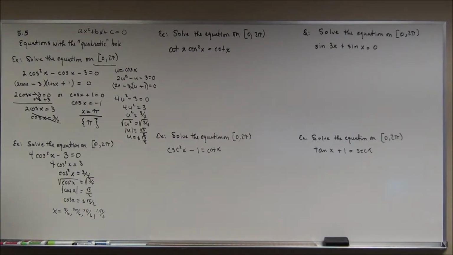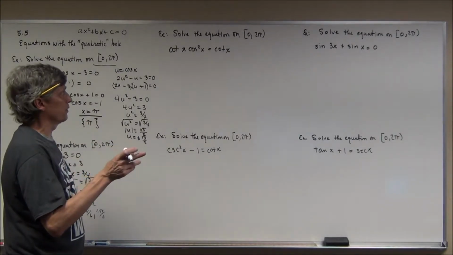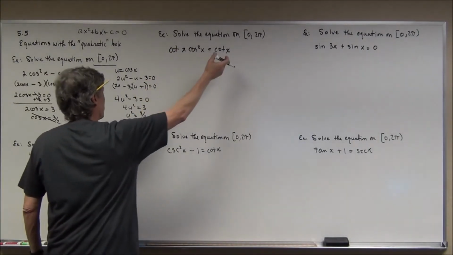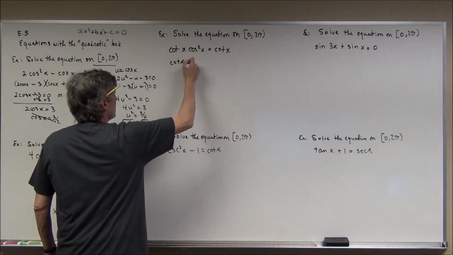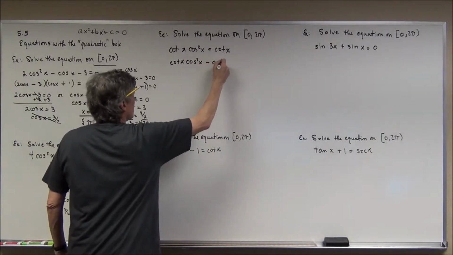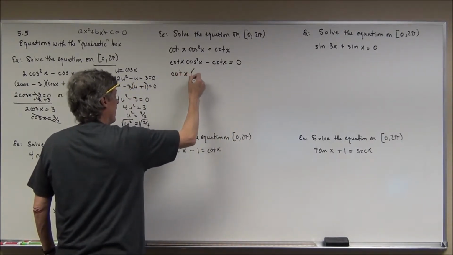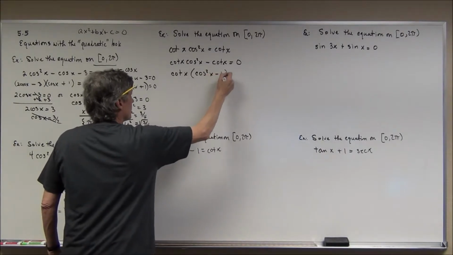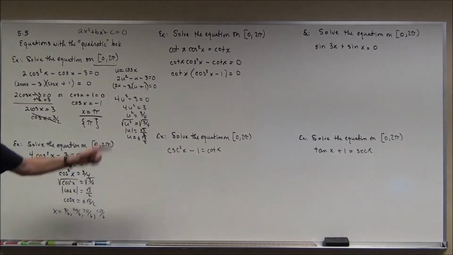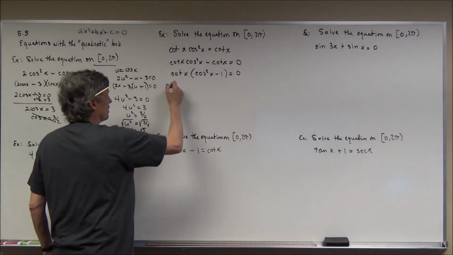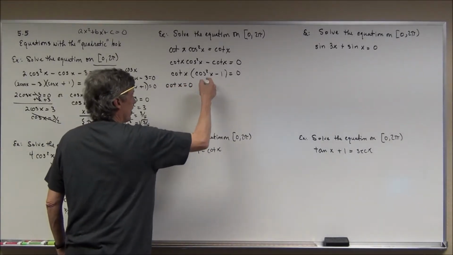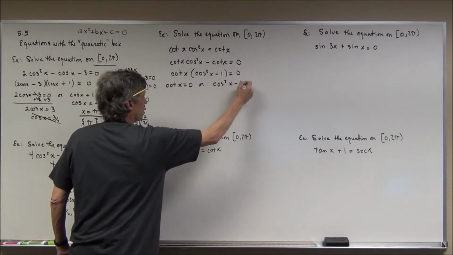Your first thought might be to divide both sides by the cotangent of x since you have a factor on both sides. But you'll lose solutions that way. So don't divide both sides by the cotangent of x. Subtract the cotangent of x from both sides. And then factor the cotangent of x out. Now you have two factors. I have this one. I set the cotangent of x equal to 0. Or I set cosine squared x minus 1 equal to 0.